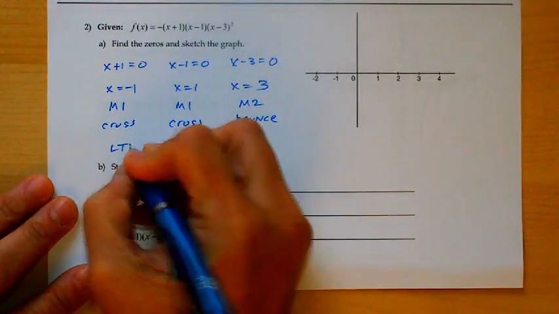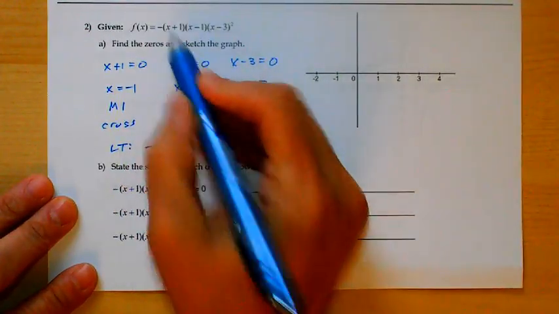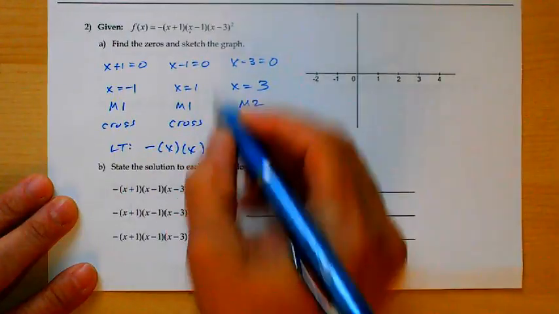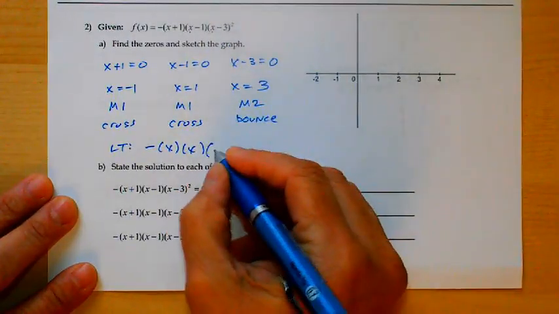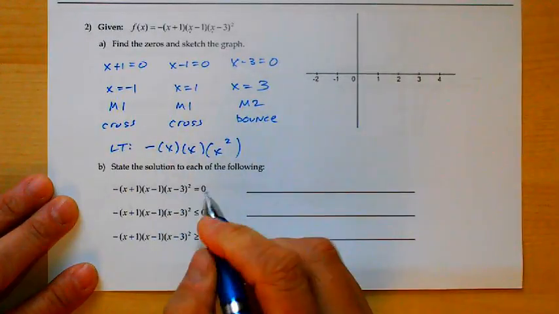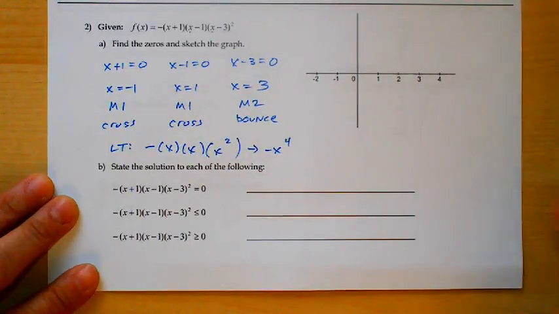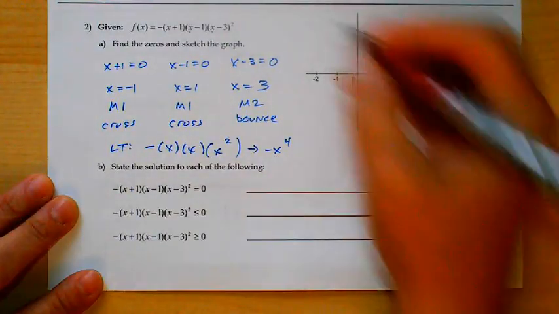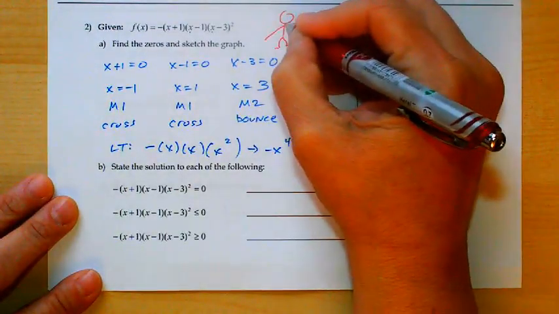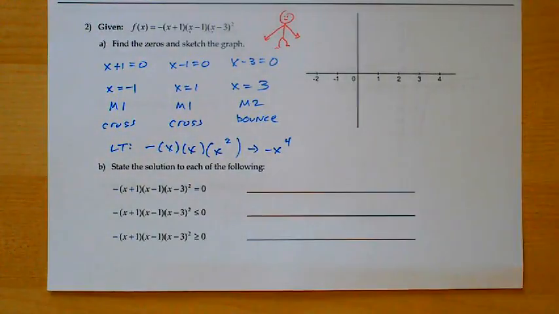Let's think of the leading term next. All right, so we've got that negative sign. We've got an x, and an x squared, which will give me an overall leading term of -x to the 4th. Okay, think of the even power, think of the negative leading coefficient, and we know the two ends of our graph will both point down.